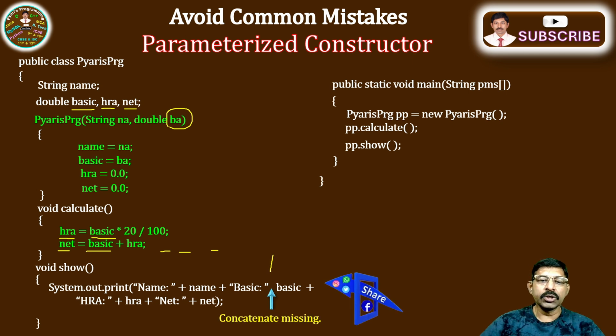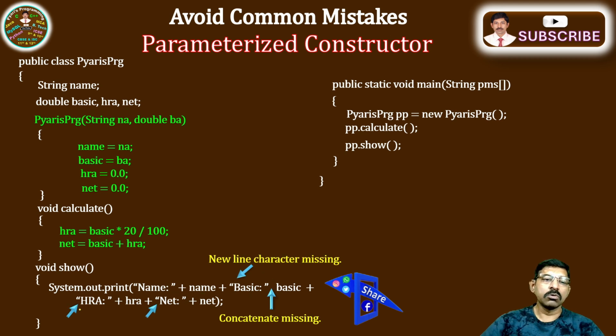Here a concatenation symbol is missing. Very good. And everything will be displayed in the same line. Name, and after that it will display the name. In the same line it will display the basic salary. We should take it to the next line. So that means /n is missing. Here also /n is missing. Here also /n is missing, which will take the cursor to the next line.